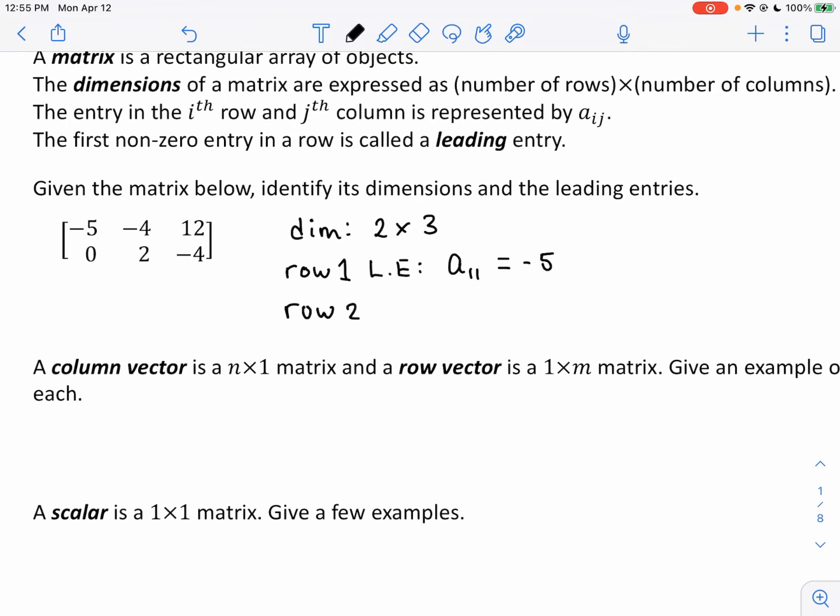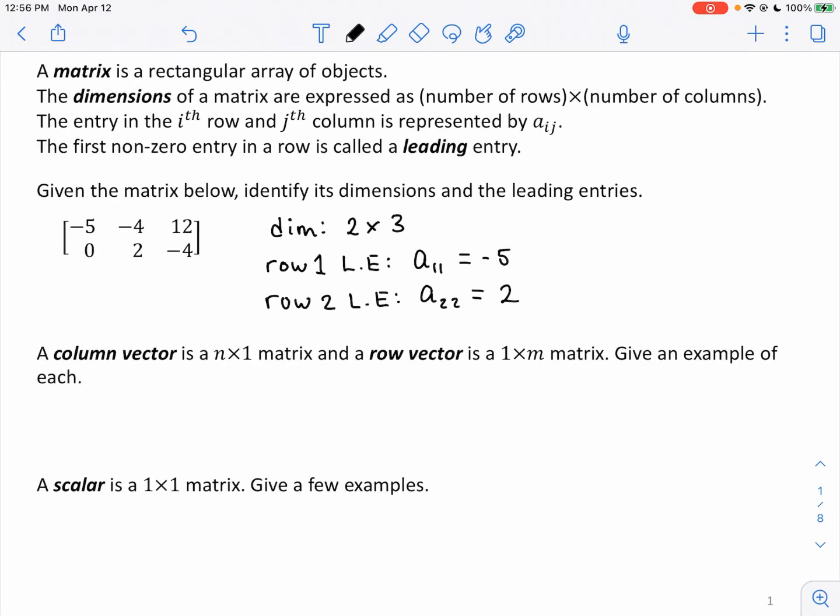And then the row 2 leading entry. Looking at row 2, the first non-zero entry is that 2. And that's in the second row, second column. So we would say this is second row, second column. Again, don't read that as 22. It's 2, 2. And the entry is 2.